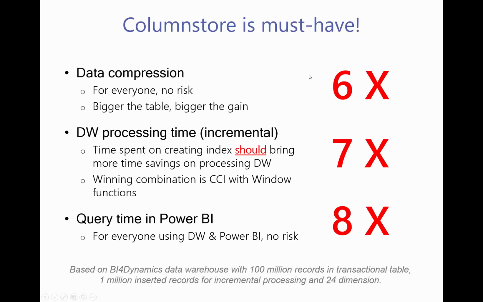Column store will give you 6 times data compression compared to the row store. Column store will process data incrementally 7 times faster than the row store. And queries getting information from a column store table will run 8 times faster than the same queries running against the row store. All these measurements have been done on behalf of Dynamics Data Warehouse, where the transactional table has 100 million rows, and for incremental loads we have been inserting 1 million rows each time for measuring the exact processing time.